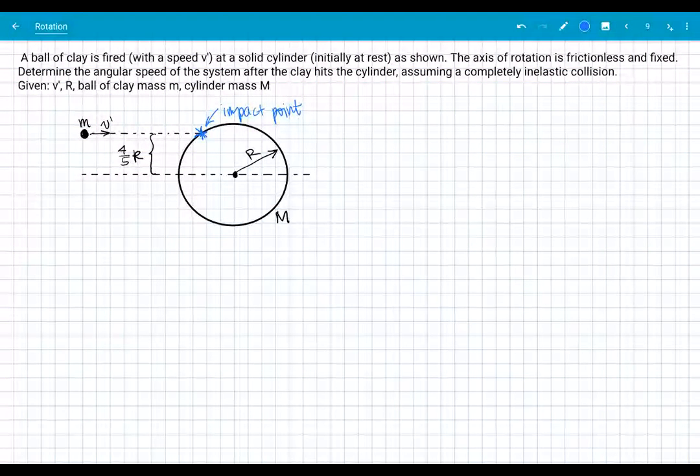All right. So we're asked to determine the angular speed of the system after the clay hits, and we're told to assume a completely inelastic collision. You remember what that means, right? That means that the clay sticks onto the cylinder there. It doesn't bounce off. It's completely inelastic. So that means the two objects stick together and move together after that point.